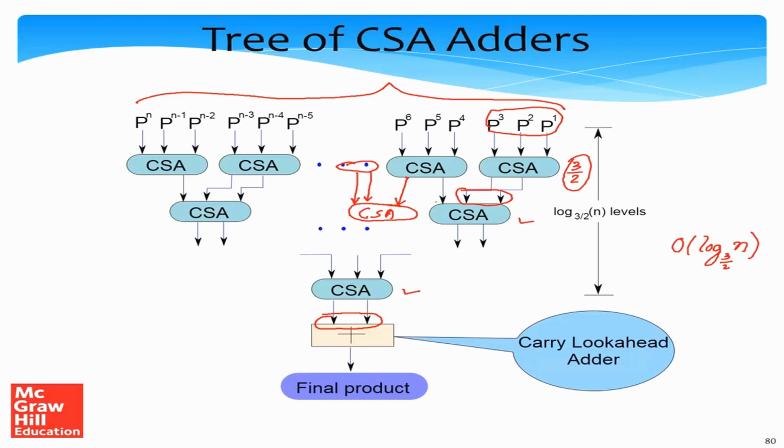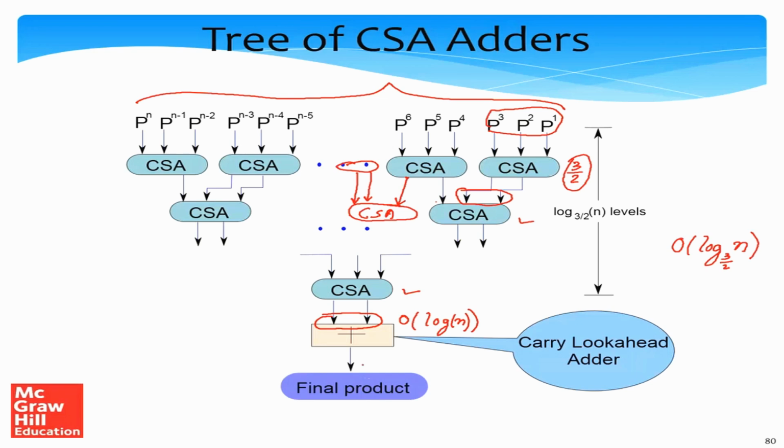And so ultimately we will reach a point where the sum of all the partial sums is just a sum of these two numbers. Once we have two numbers, we can use a regular carry look-ahead adder, which again takes in order of log n time, to add these two numbers. So these two numbers will be much larger, and they will have roughly 2n bits, but that's okay. The complexity relation still holds, and then we'll get the final product.